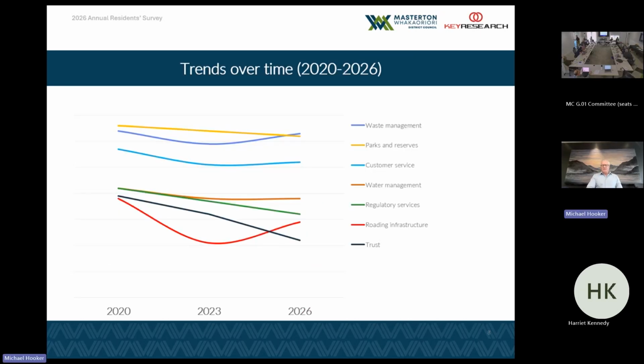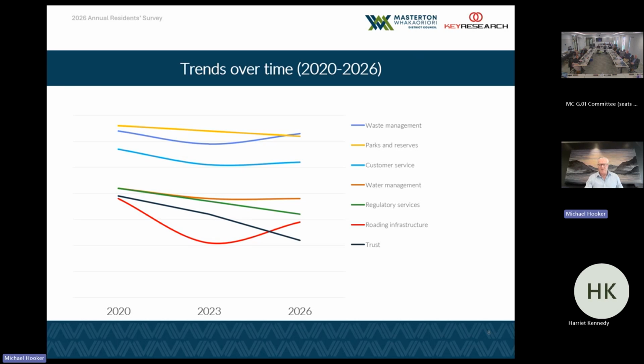These are the key metrics that we are measuring over time related to services and infrastructure. We see these mainly remaining stable, but it's the two at the bottom of the chart here that I would like to draw your attention to. So we see that really nice uplift in the roading infrastructure metric off the back of the damage done to the network following the significant storms early in 2023. So that's nice to see that perception rising there.